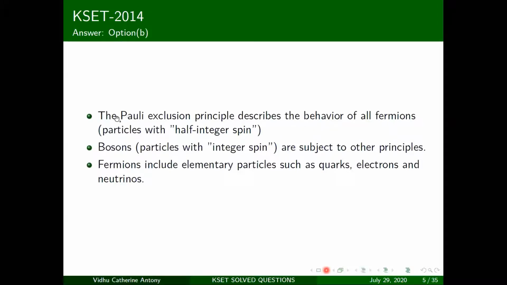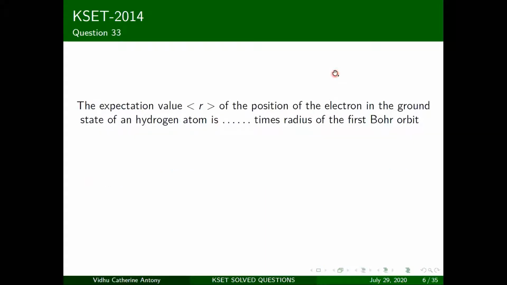Okay, so this is kind of tricky. Listen a little more carefully when we're doing this question. Okay, so the expectation value R of the position of the electron in the ground state of a hydrogen atom is dash times the radius of the first Bohr orbit. So now we know that this is called your Bohr's radius, right? So you have something called the A naught.